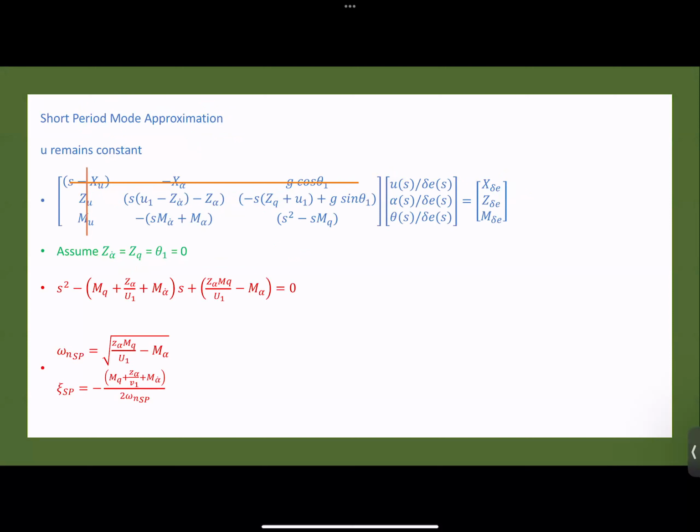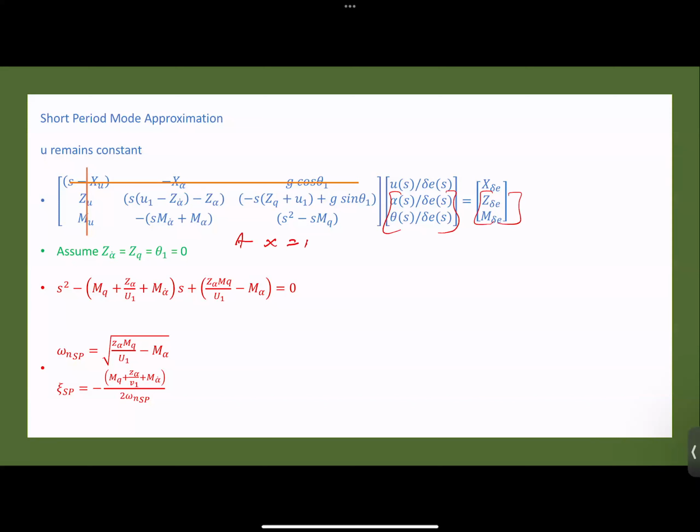So we know that the main equation, this is the entire compact equation, right? So that Ax equal to B. So we make certain approximations because usually the nature of the roots are such that they are very far away from each other. The two pairs are very far away from each other and we can ideally make a distinction. Okay. So the short period mode approximation is done by taking the assumption that u remains constant. If u remains constant, the first row and the first column can be eliminated. Okay. And you take just these parts of x and b.